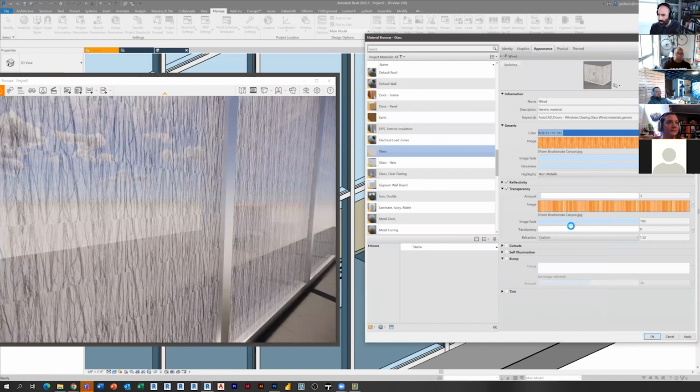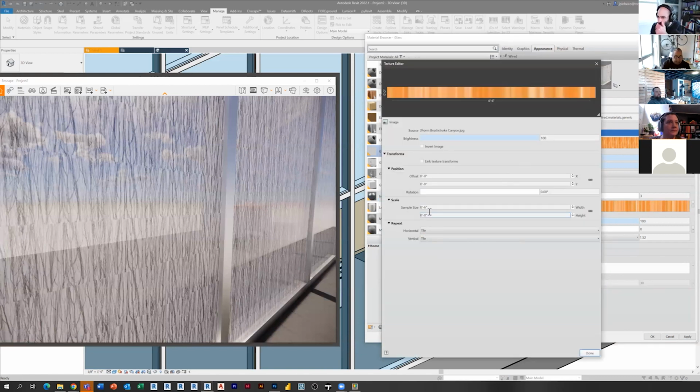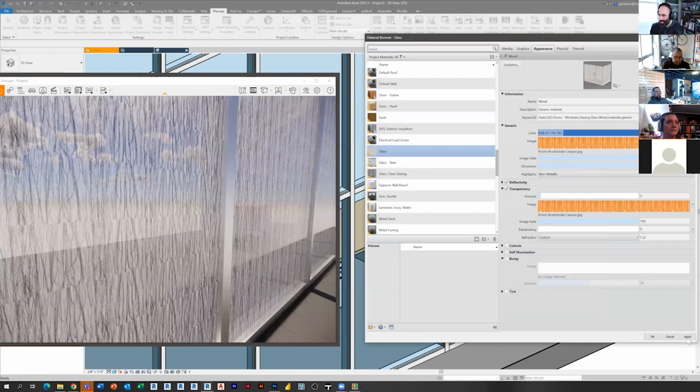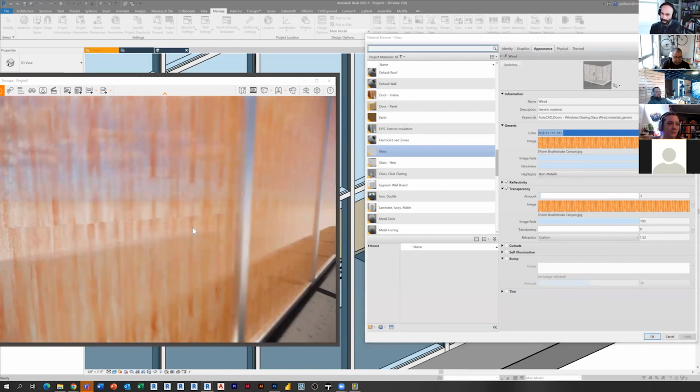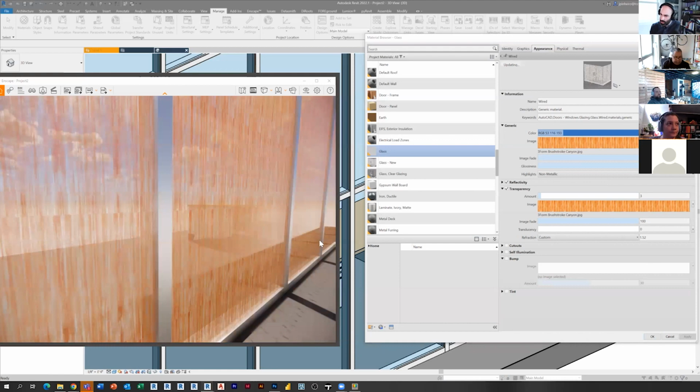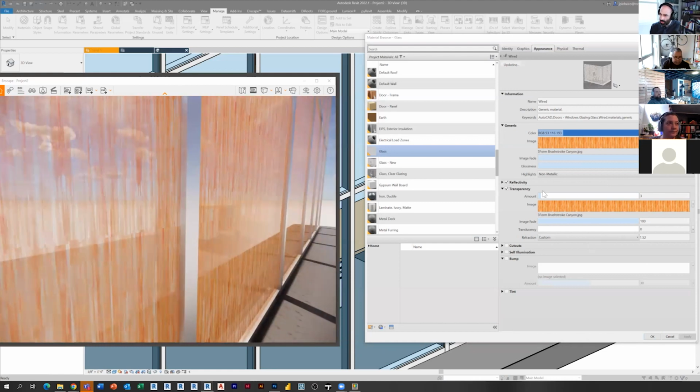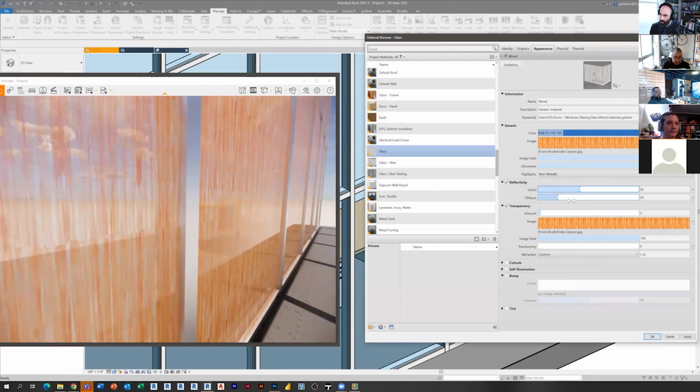I don't know what I did with the scale. Hold on. Same thing here. 1 foot 6 inches. There we go. Notice it is reflecting, right? And the reflectivity is here, right? So you can play with that. You can make it super reflective.